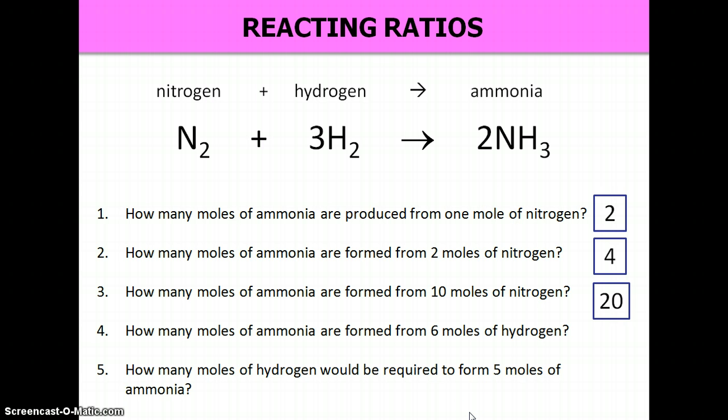How many moles of ammonia are formed from 6 moles of hydrogen? Well, 3 moles of hydrogen give 2 moles of ammonia. So if we double that to 6 moles of hydrogen, we'll double the ammonia to 4 moles. And then how many moles of hydrogen would be required to form 5 moles of ammonia? Well, to go from 2 to 5, we times by 2.5. So 3 times by 2.5 is 7.5.